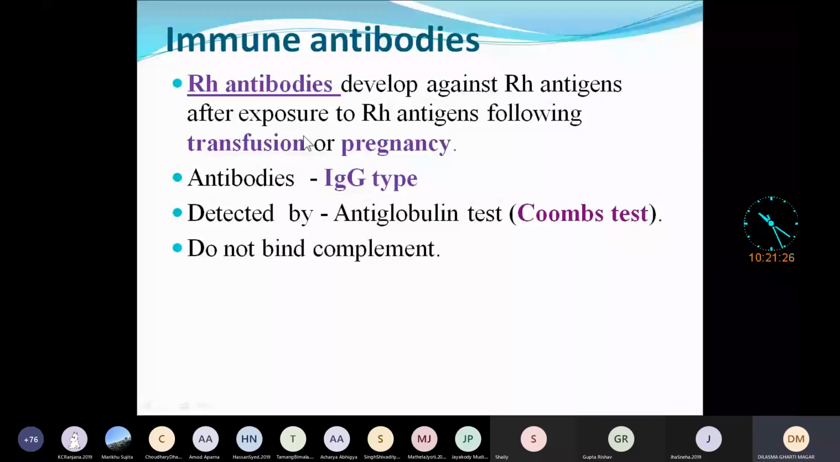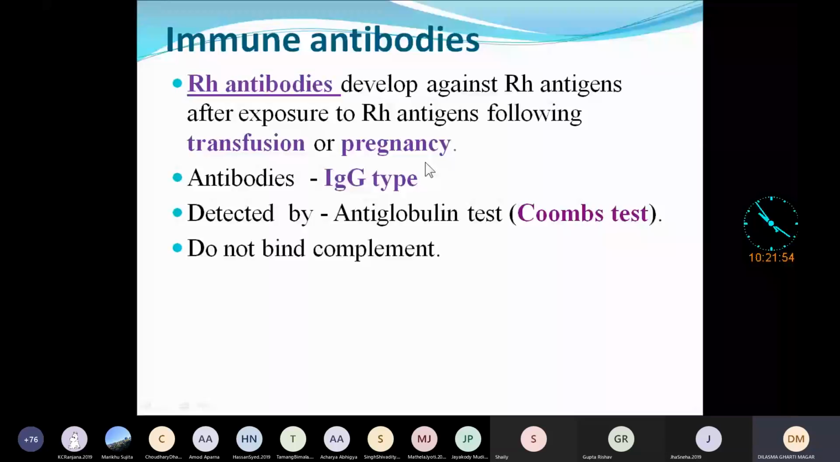Now these Rh antibodies are of the immunoglobulin G type. Understood? There are different types of immunoglobulins: G is there, M is there, E is there, A is there. These immunoglobulin G type antibodies are detected by the antiglobulin test, and that antiglobulin test is known as the Coombs test.